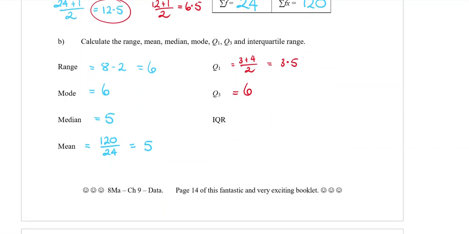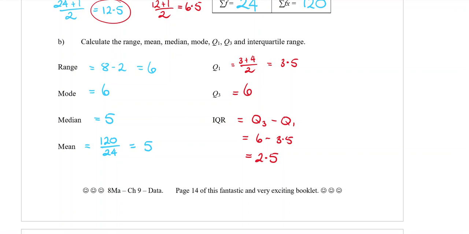To find the interquartile range, the formula is Q3 minus Q1. That is just these last two numbers here that I found. Q3 is 6 minus Q1, which is 3.5. That is 2.5. The last thing to do, just make sure everyone's had a chance to write that down.